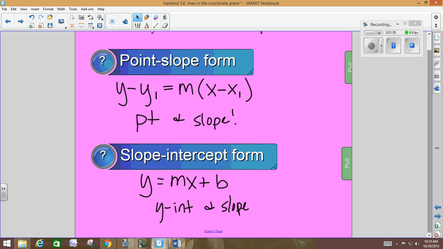Today, we will always start in point slope form, and we will always end in slope intercept form. Okay, your final equations on your notes and on your homework assignment need to be ending in slope intercept form.